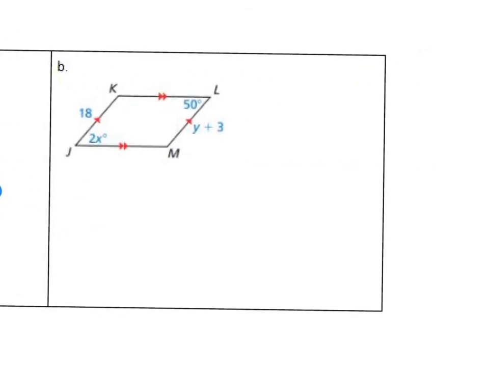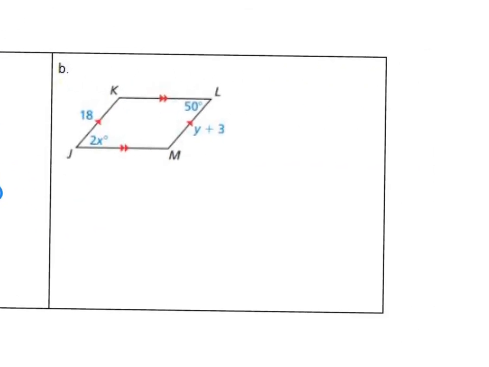All right, what I want you to do is try example B on your own. You have the side JK, compare that to the side across from it, and angle J, comparing that to angle L, using the opposite sides and opposite angles theorem. So go ahead, pause the video, and try this one on your own.